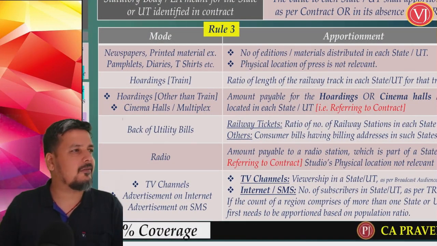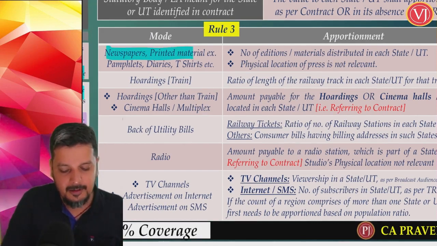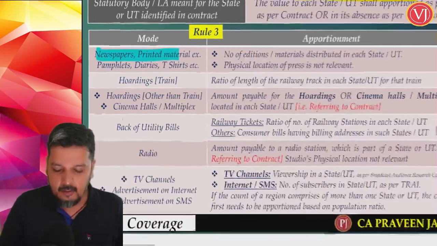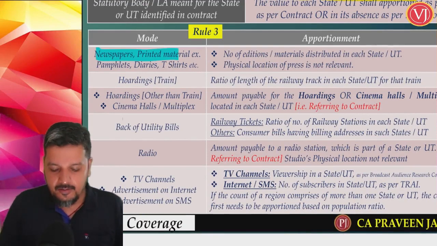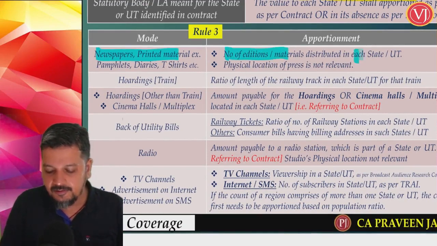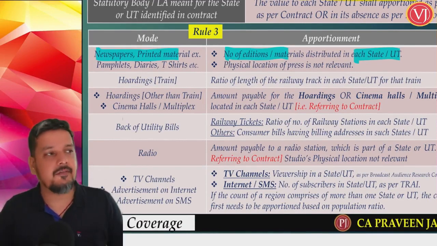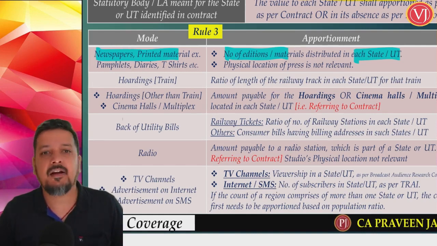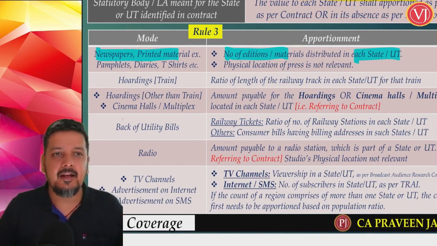Suppose, very logical proportion. If at all an advertisement is given by the Tamil Nadu government via newspapers, printed material, etc., then how to apportion? Because the advertisement will not be given only in Tamil Nadu, it will reach other states too. Then the number of materials distributed in each state. Supposing 1 lakh t-shirts are printed, 80,000 t-shirts are given in Tamil Nadu, 20,000 t-shirts are given in Kerala. Where is the place of supply? Tamil Nadu and Kerala in the ratio of 8:2.